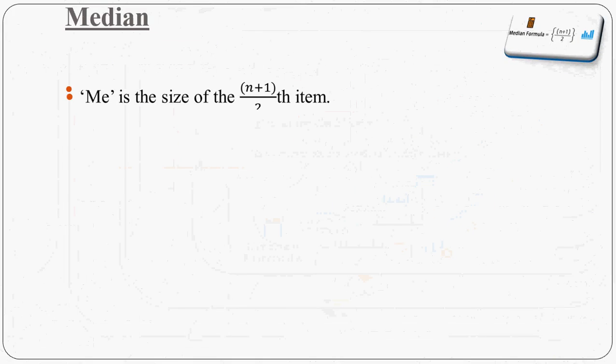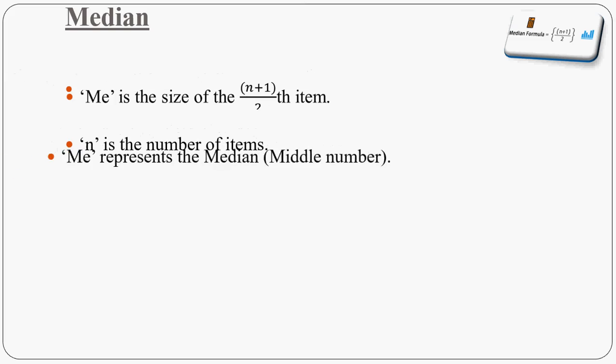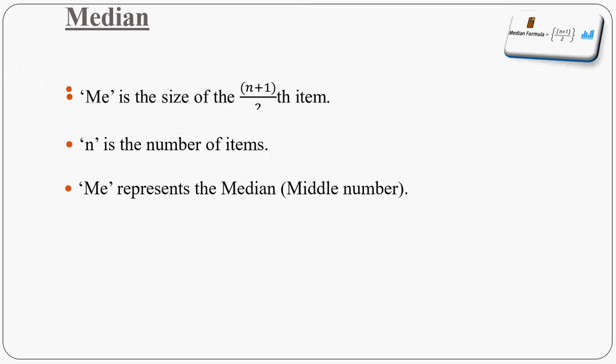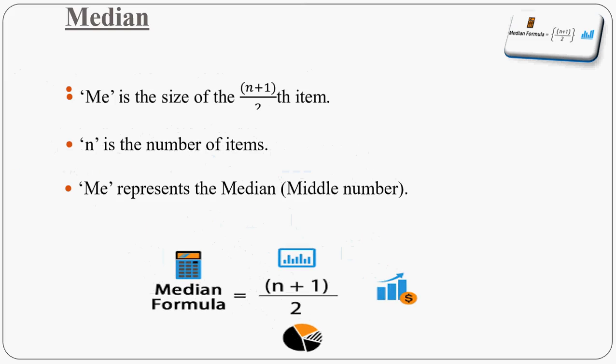So median is the size of the (n plus 1) by 2th item. This is the formula, where n is the number of items. M represents median, that is the middle number, and this is the formula to calculate median: (n plus 1) by 2th item.